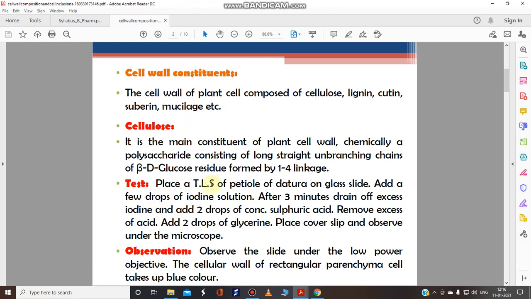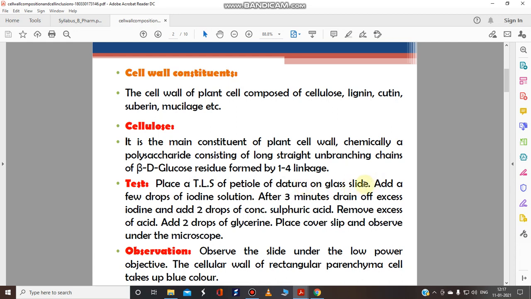Suppose you take a TLS section of petiole of Datura. We will talk about the plant cell, so first we take a plant. The plant given in this slide is Datura. Datura is a plant with different species present, commonly found, and very poisonous also. So suppose you take any plant, here the example is Datura, and you cut a TLS section on the glass slide.